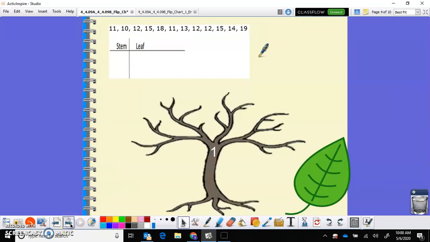Now, what this means is, think of your stem and leaf plot like this. Think of the stems like the branches of a tree. There's a stem, and then each stem is going to have many leaves. So this one right here says 1, so I know that my stem is going to be a 1.